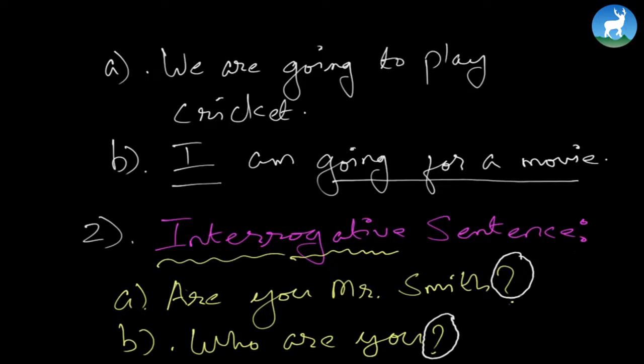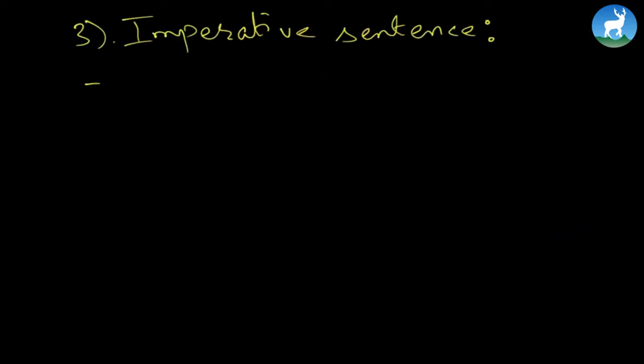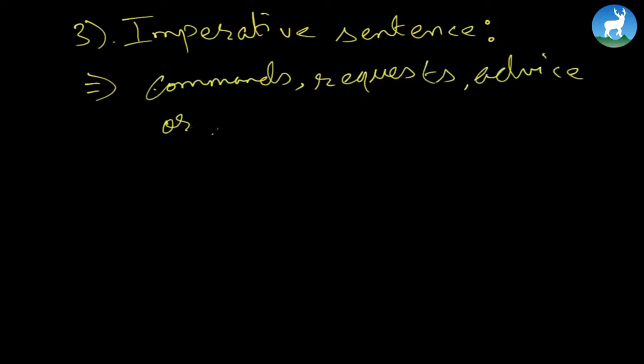Now, as we move forward, the next one is what we call the imperative sentence. What is an imperative sentence? These are sentences which always express commands, requests, advice, or suggestions. All those sentences which express commands, requests, advice, or suggestions. These 4 things must be understood: commands, requests, advice, or suggestions. All the sentences which express them are what we call imperative sentences.